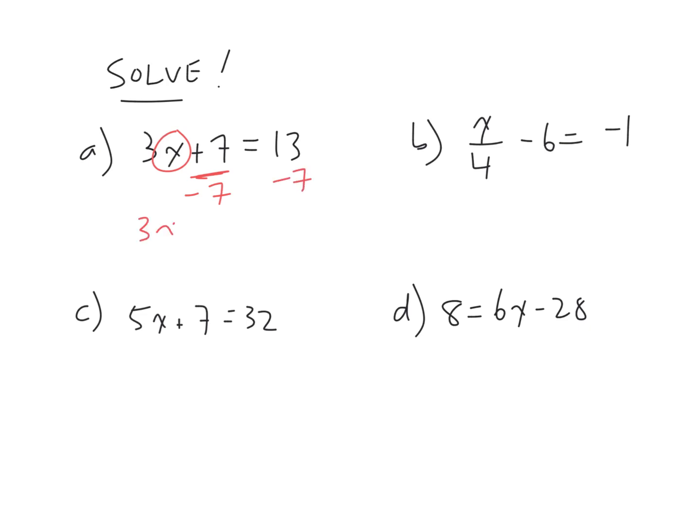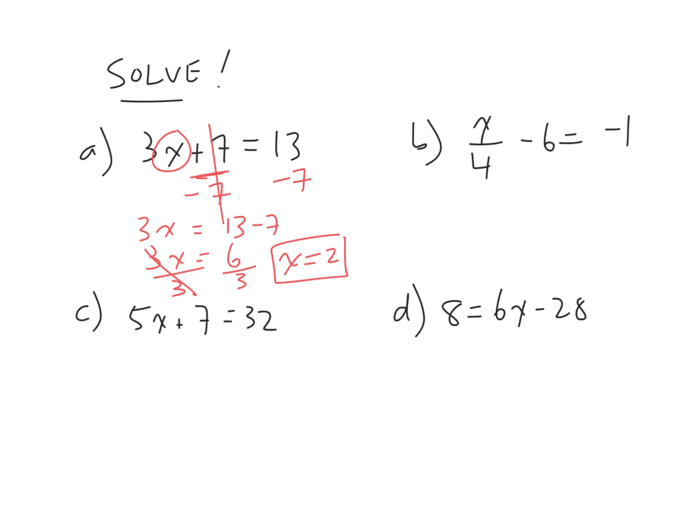So we're going to have 3x equals 13 minus 7. So that's 3x equals 6, and then divide by 3 to get rid of that 3 because it was multiplied by x. Divide both sides by 3, so x equals 2. Again, you could go sub it back in and see 3 times 2 is 6 plus 7 is 13. Okay, you can check your work.